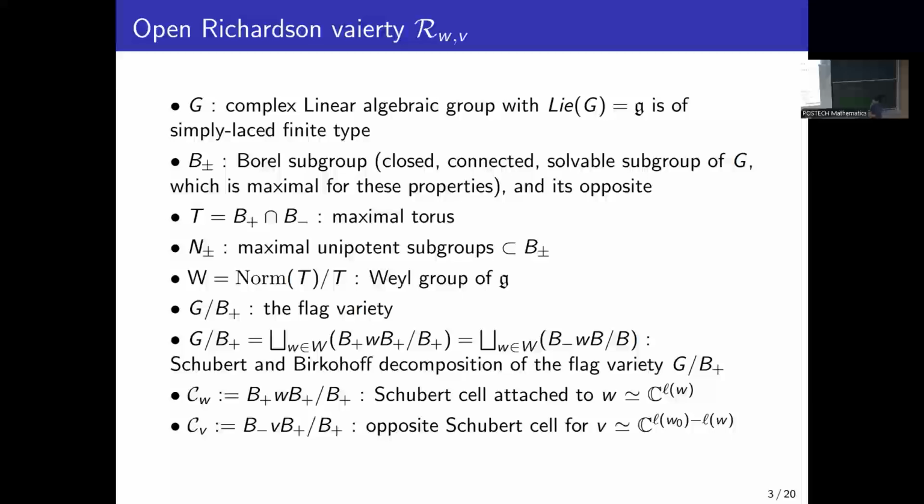And if we take the intersection of the Borel subgroup and its opposite, then we get the maximal torus, the diagonal matrices. And N plus/minus denotes the maximal unipotent subgroup. This is the subgroup of the Borel subgroup of this form, so the diagonal is all equal to one, and it's upper triangular.